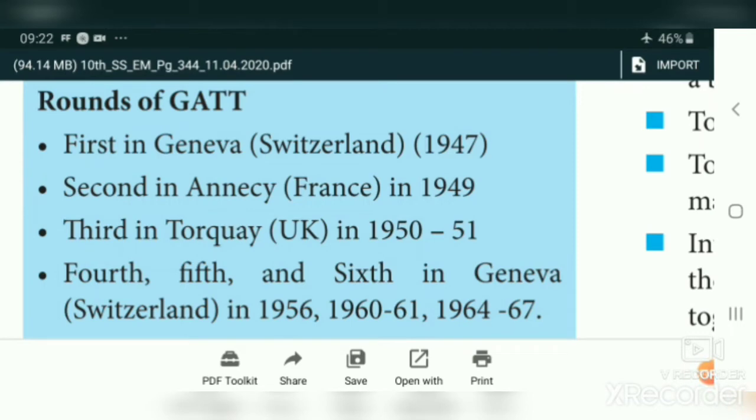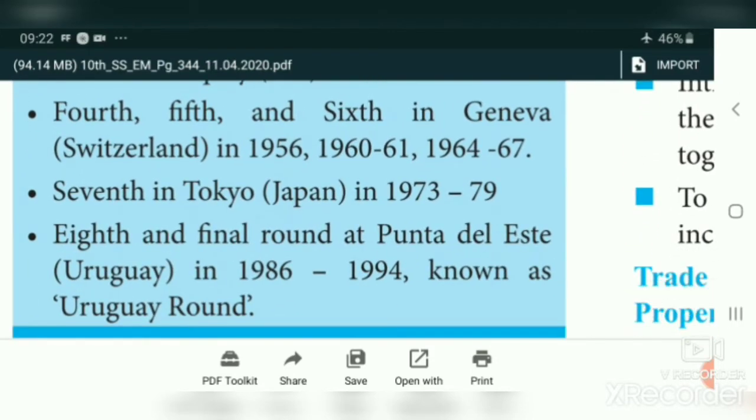Now we will see the rounds of GATT. GATT conducted 8 conferences. We will see them one by one. The first round was conducted in Geneva, Switzerland, in the year 1947. Second in Annecy, France, in 1949. Third in Torquay, UK, in 1950-51. Fourth, fifth and sixth in Geneva again, in 1956, 1960-61 and 1964-67. Seventh in Tokyo, the capital of Japan, in 1973-79.